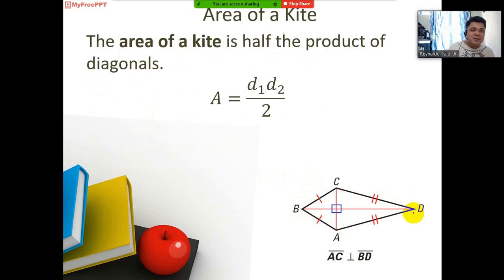Now, let's talk about the area of a kite. Don't be confused by this, guys, because it is quite similar to the formula of the median of a trapezoid. The area of a kite is half the product of the diagonals. So here's the formula: A is equal to d sub 1 times d sub 2 over 2. Just simply multiply the measurements of the diagonals. You can actually interchange d sub 1 and d sub 2, there's no problem with that. In the median, you are going to add the bases. In this case, you're going to multiply the diagonals, d sub 1 times d sub 2 over 2.